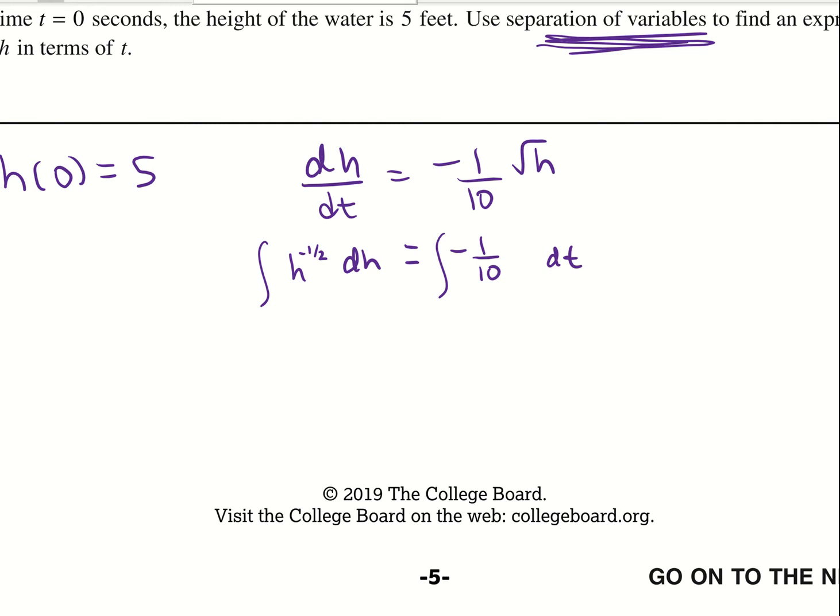This, by the way, is not a natural log, okay? If we have 1 over h to the power of 1, even if we have things added, even if we have things multiplied, that would be a natural log. But if you have a different power of your input variable here, that's not a natural log, this is the power rule. So that's why I rewrote it in this form. I'm going to add 1 to the power and divide by that power, or multiply by the reciprocal. And then over here, this would be -1/10 t plus c.